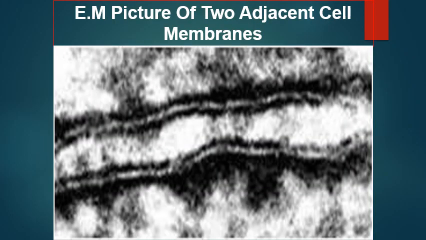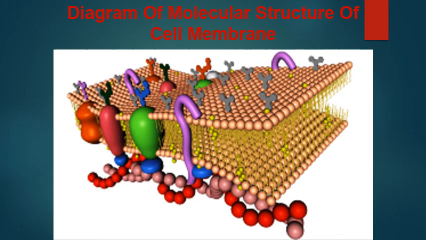This is an EM picture of two adjacent cell membranes. Here you can see the trilamellar appearance: two dark lines separated by one light line. Here is the molecular structure of the cell membrane. This is the phospholipid bilayer, and this is the transmembrane protein. And this is the carbohydrate attached to the protein, glycoprotein, or attached to the lipid, glycolipid. And the protein is either the extrinsic protein or the integral protein.